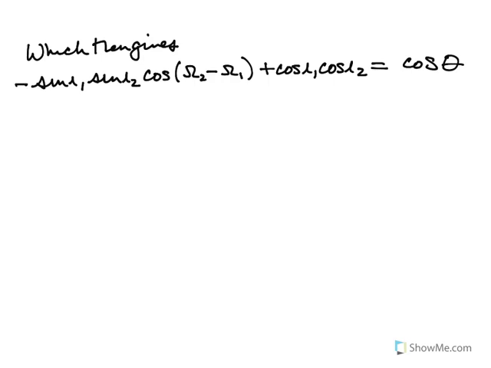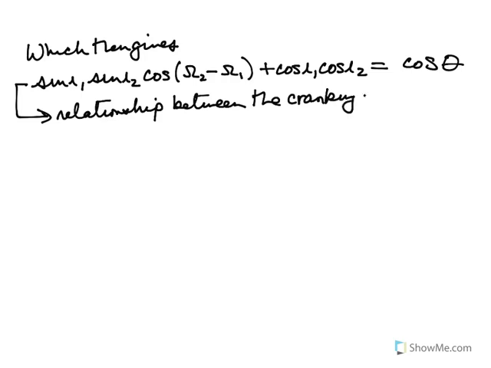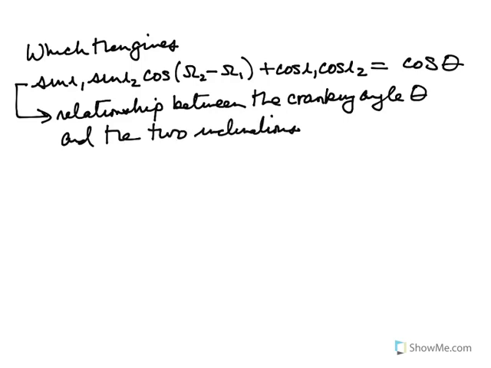So this is the relationship between the cranking angle theta and the two inclinations I1 and I2. But we're not interested in just that. We're also interested in when is the cranking angle equal to the change in the orbital inclination. So that's the question that we were trying to ask right at the beginning.